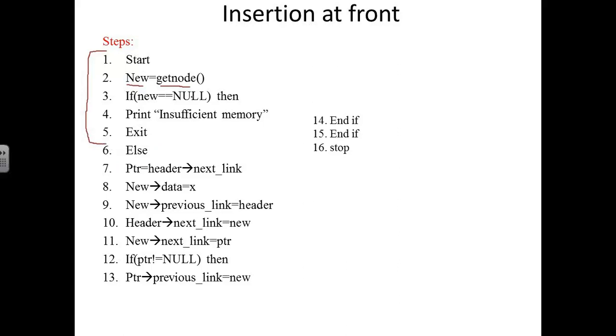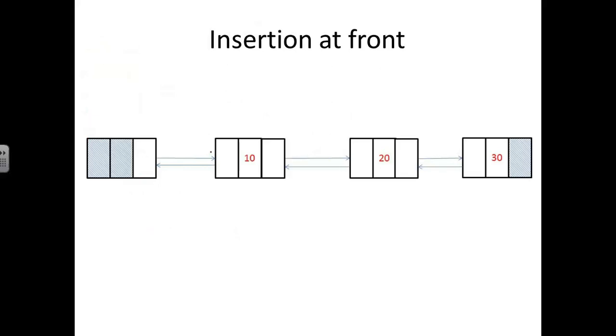If it is not equal to null, then we have allocated some memory location for the new node. So else, we will start from the header. We take a temporary pointer variable, which is equal to header's next link. The value in header's next link field is kept in the pointer variable. Then we create the new node: new data is equal to x, and new previous link is equal to header, header next link is equal to new. Let me show you the diagram, then it will be clear for you.